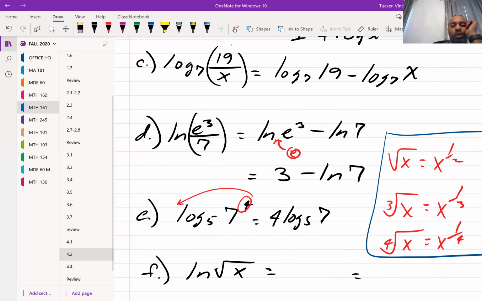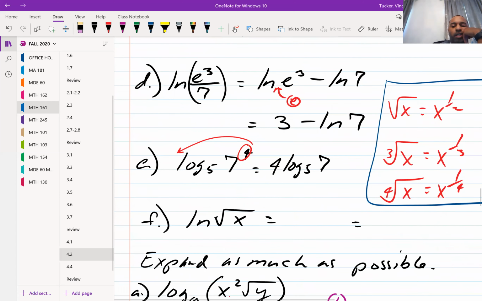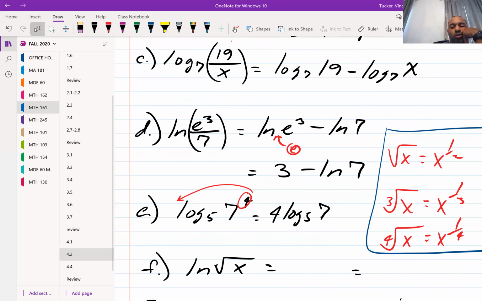All right, and then the last one like this, we have natural log of the square root of x. Over here, I was just emphasizing, the square root of x is x to the 1/2 power. Cube root of x is x to the 1/3 power. Fourth root of x is x to the 1/4 power, and so on. Someone had asked about it, so I just want to remind you of that relationship.